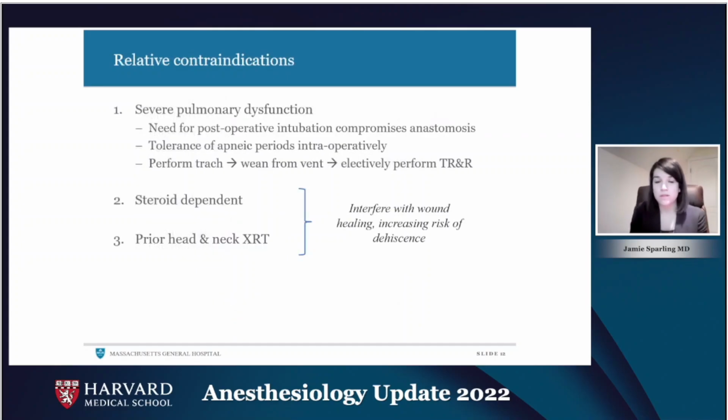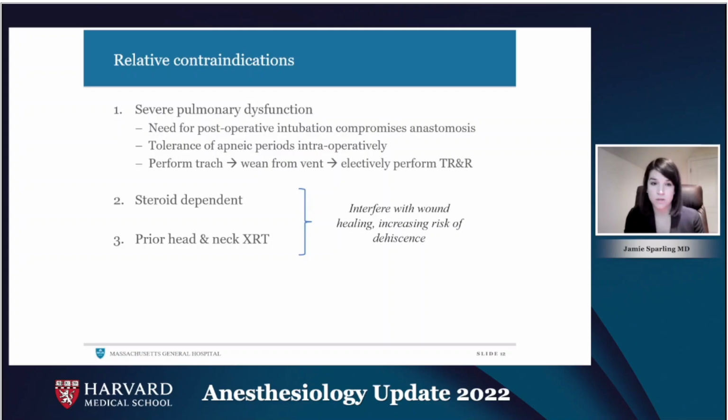There are several relative contraindications to proceeding with tracheal resection. The first is severe pulmonary dysfunction. This is because the need for postoperative intubation and ventilation may compromise healing of the anastomosis. Additionally, the patient must be able to tolerate brief apneic periods if cross-field ventilation is used intraoperatively.